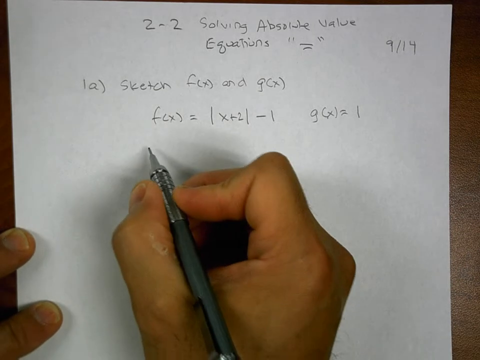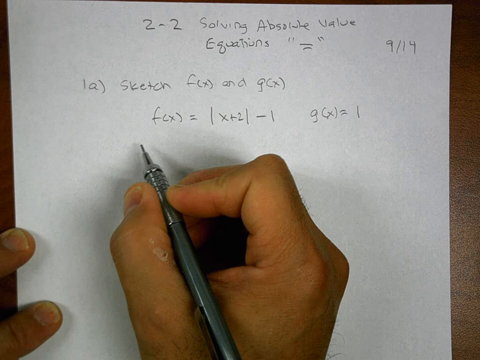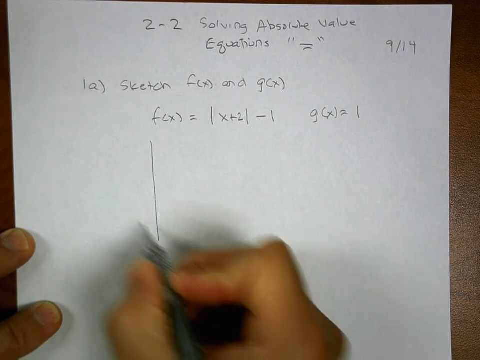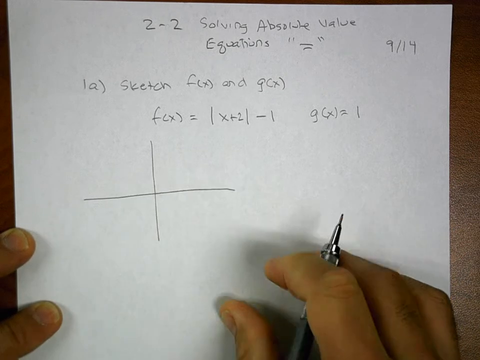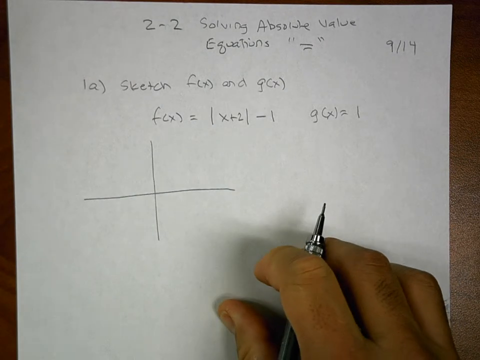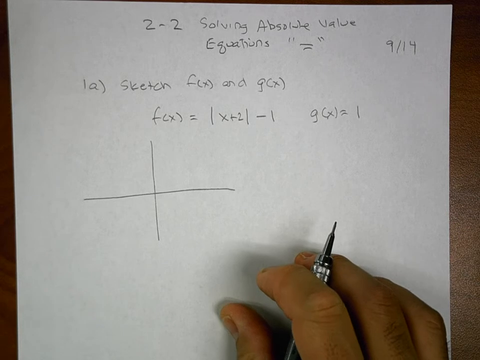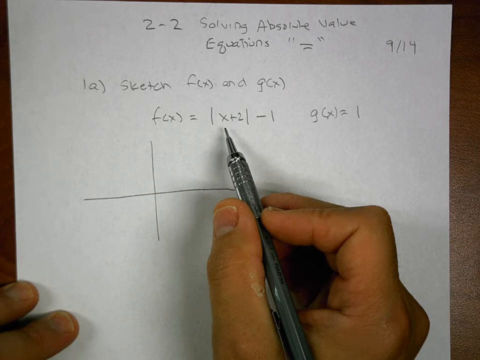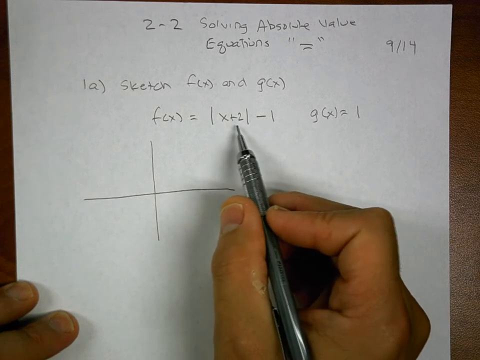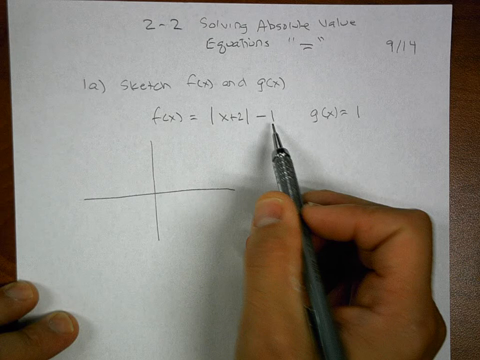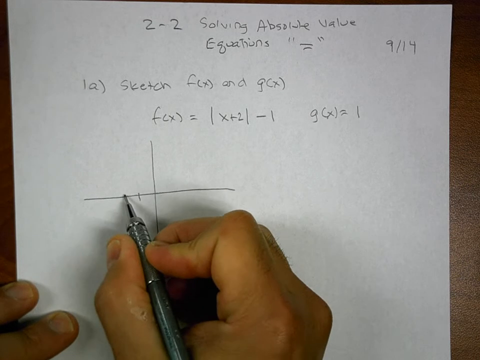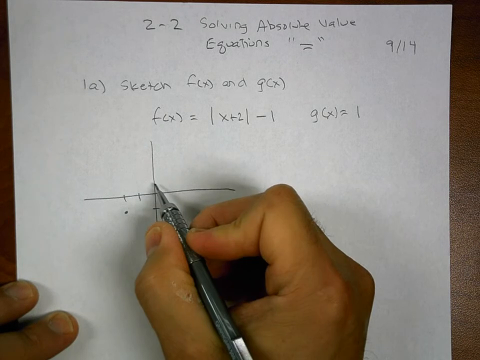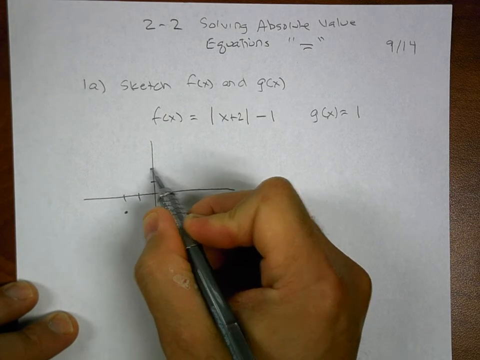Let's sketch this somewhat accurately here because we need to find out where these two graphs intersect. So let's graph f of x first. Where's our vertex? How does it shift? Left 2 and down 1. So left 1, 2, down 1. There's the vertex. Let's put a few more points here.